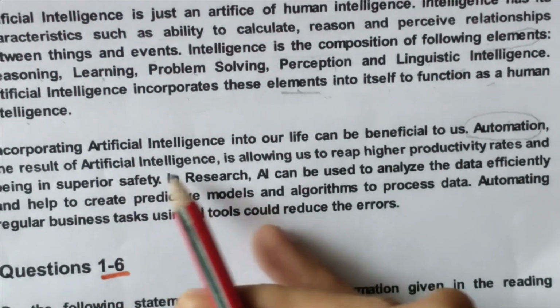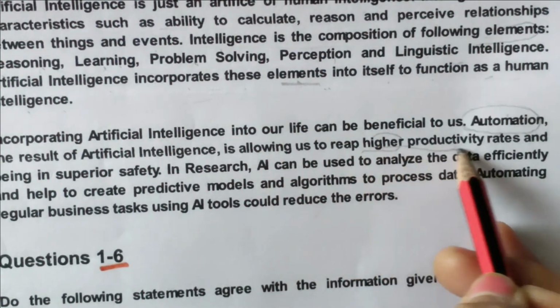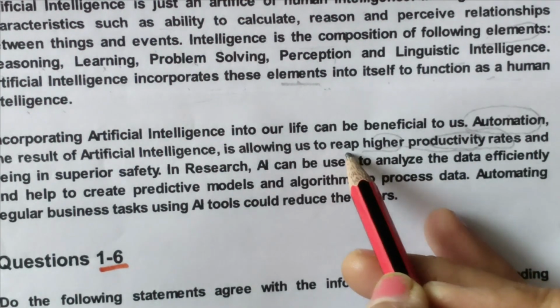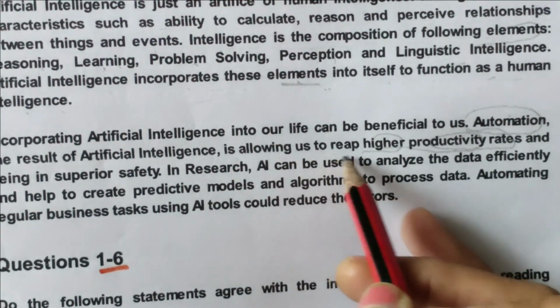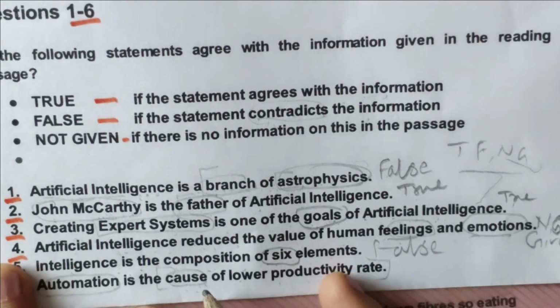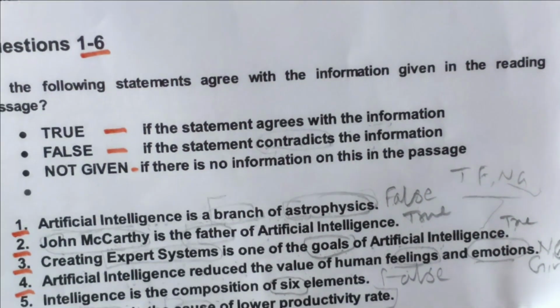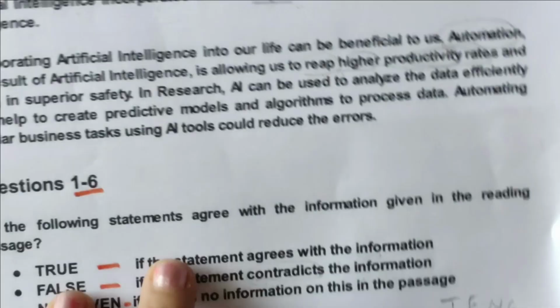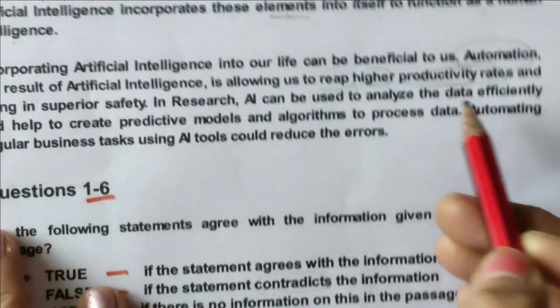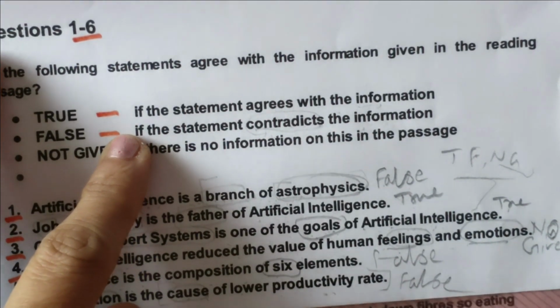The result of artificial intelligence is allowing us to reap higher productivity rate. Yes, clearly it is given. Allowing us to reap. Cause of lower, no, sorry. Here lower productivity is given, but here higher productivity is given. So answer is contradiction. So we can just write here false.